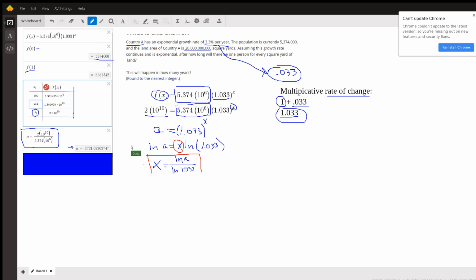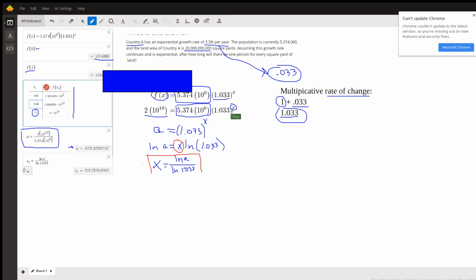Why don't you pause the video and see if you can come up with the correct answer. And I'll assume you've done that, and let's reveal the answer here. Looks like it's about 253 years, rounded to the nearest integer.